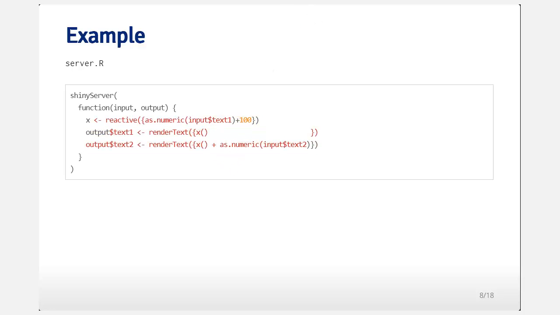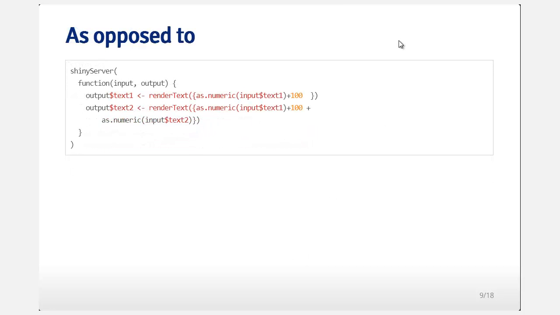At any rate, you might have thought, if I just put input text1 plus 100 outside of this reactive statement, what would happen? Shiny would give you an error because you're trying to utilize reactive input outside of a reactive function or a render text function or something like that. So it's a little bit unusual, and if you're used to R, it's a little hard to get used to.